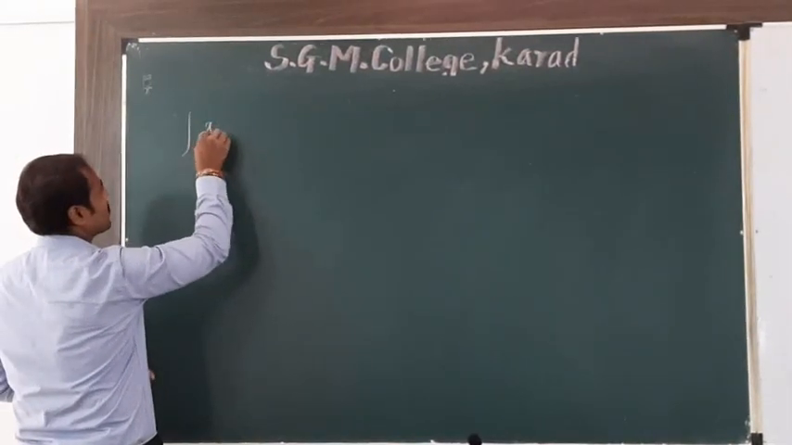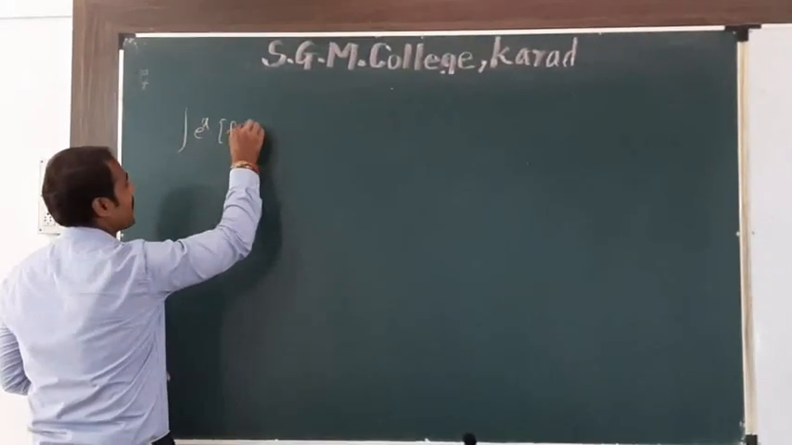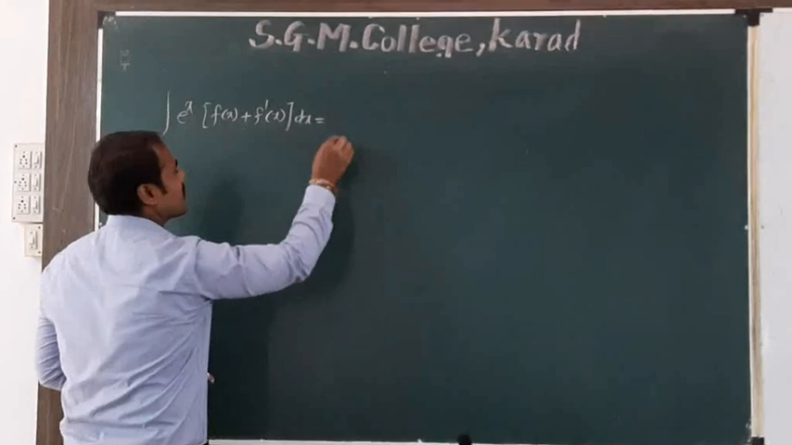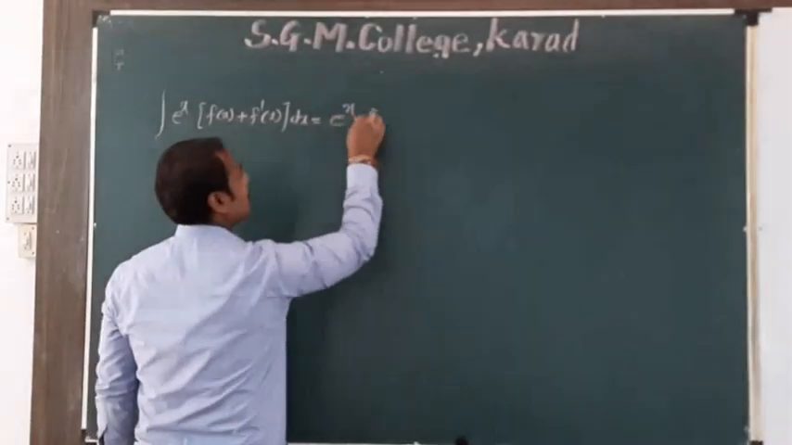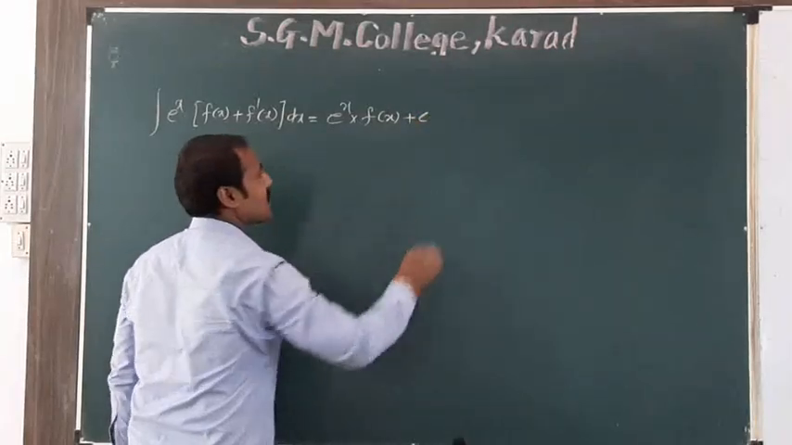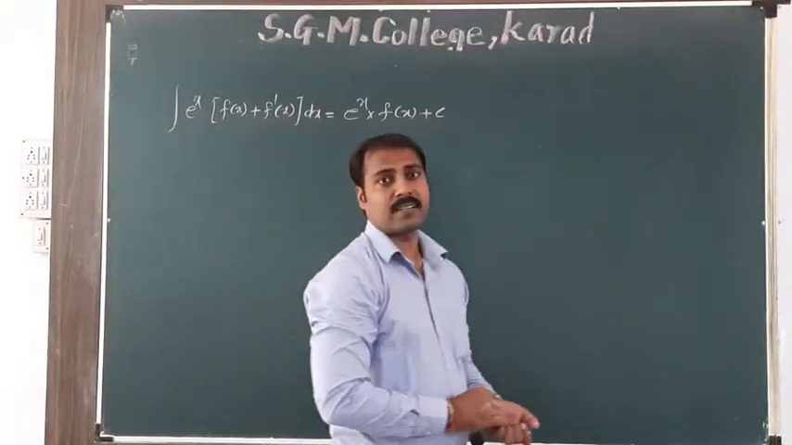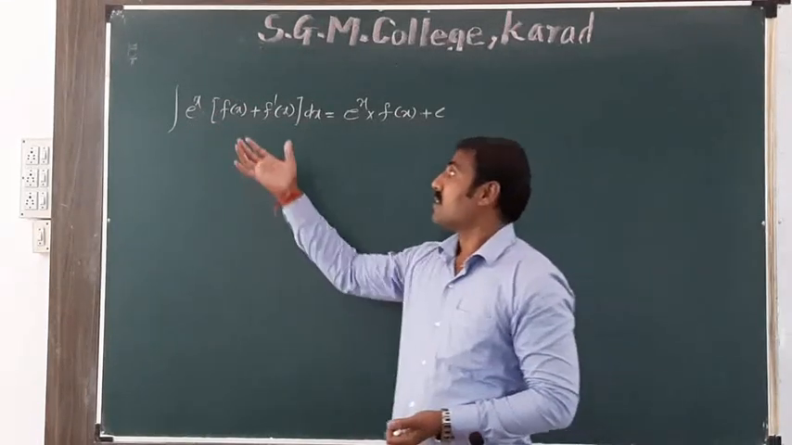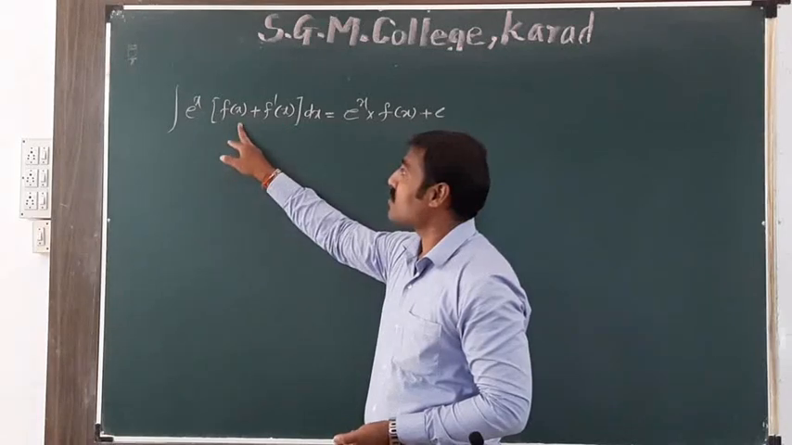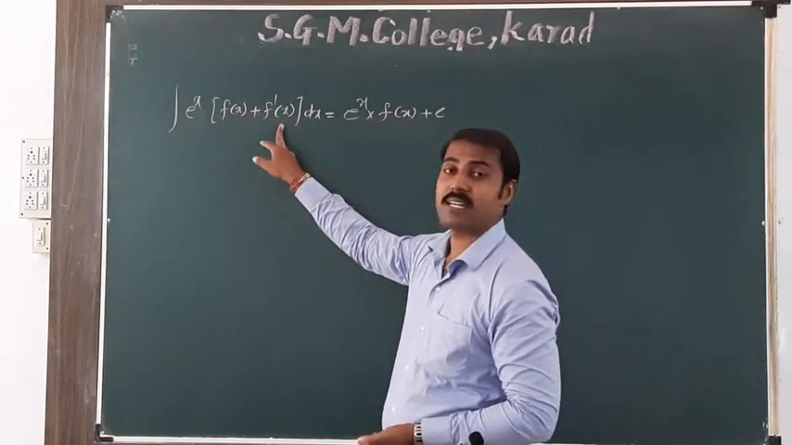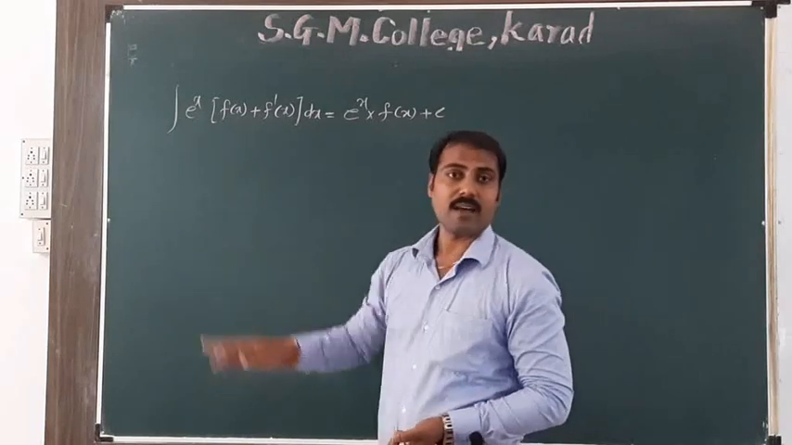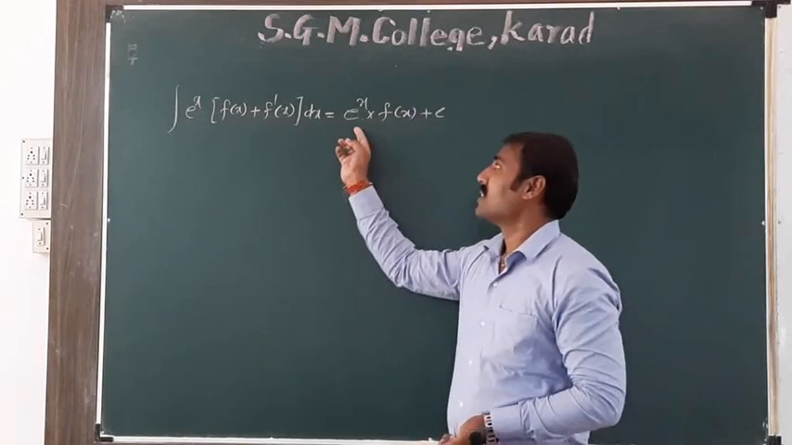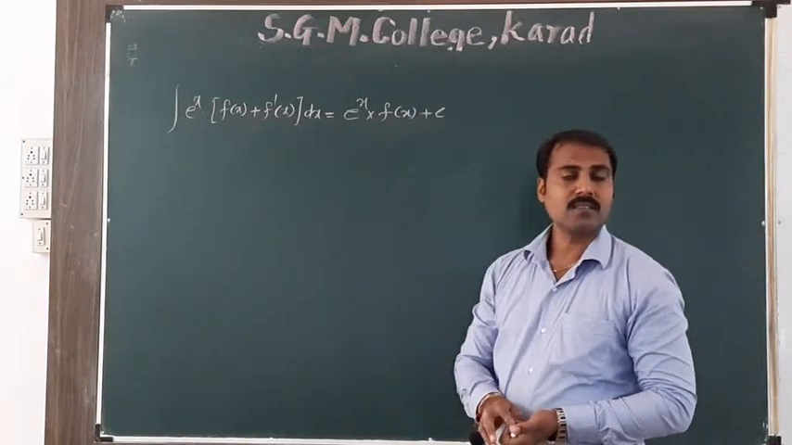The integration of e raised to x into bracket f of x plus f dash of x dx is equal to e raised to x into f of x plus c. Look here. The corollary says that if there is a term of e raised to x inside the integration and in the bracket there are a function and its derivative, f of x plus f dash of x dx, then such integrations are evaluated as e raised to x into that function plus c.